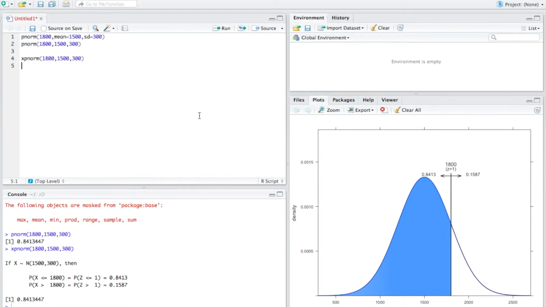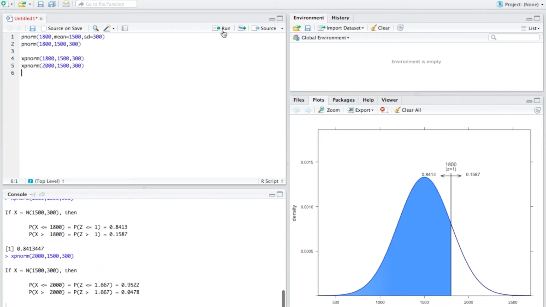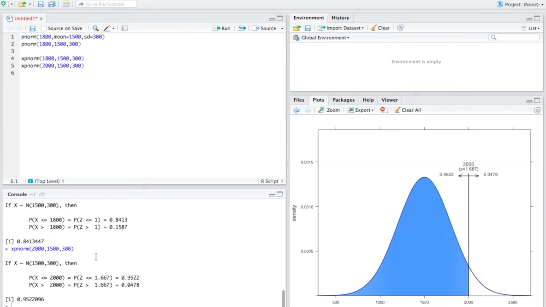So if I wanted to say, okay, what's the percentile of a score of 2000 in the same distribution of SAT scores? I'm going to get a different graph. Okay, and we find that it is about the 95th percentile. So about 95% of observations fall below 2000, and only about 5% of observations are going to fall above 2000. And what if I wanted to find a lower score?